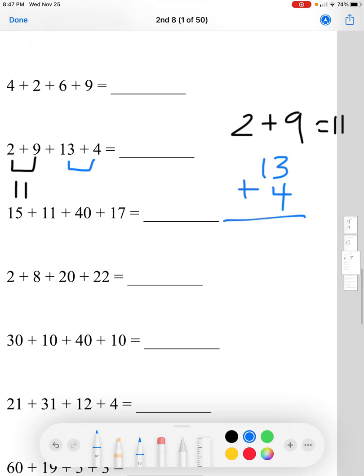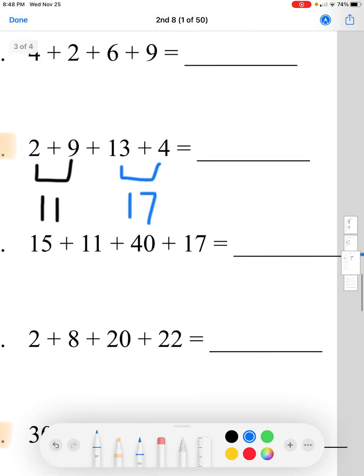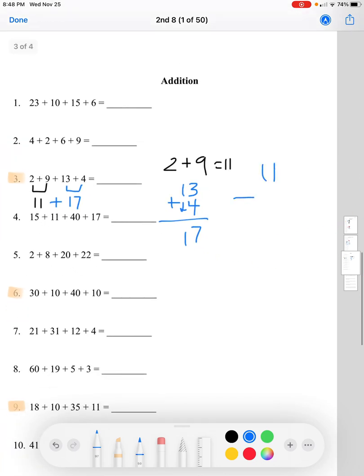Since it's 2 digits, we'll write it this way. 3 plus 4 equals 7. We'll bring down the 1, equals 17. So this is 11, 13 plus 4 equals 17. Now we'll add these two numbers together.